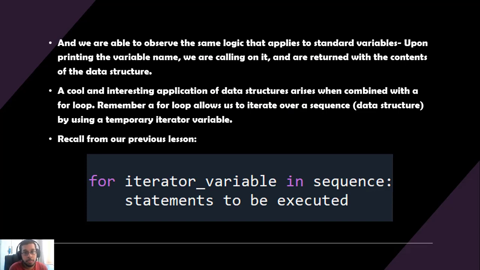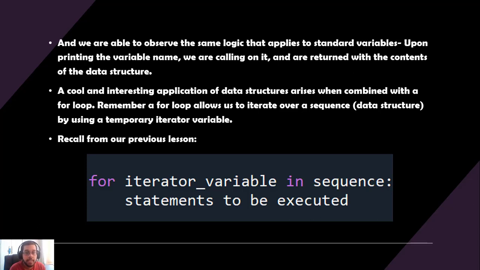And we are able to observe the same logic that applies to standard variables. Upon printing the variable name, we are calling on it and are returned with the contents of the data structure. A cool and interesting application of data structures arises when combined with a for loop. Remember, a for loop allows us to iterate over a sequence data structure by using a temporary iterator variable.